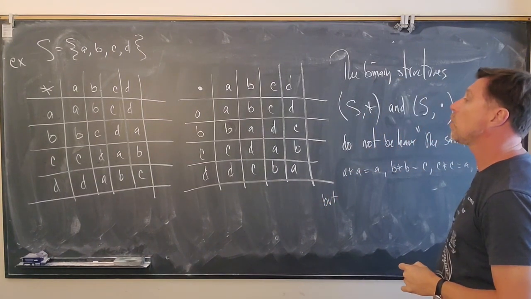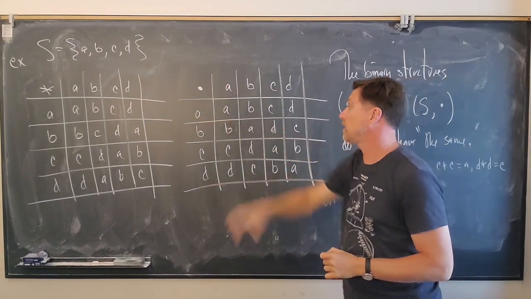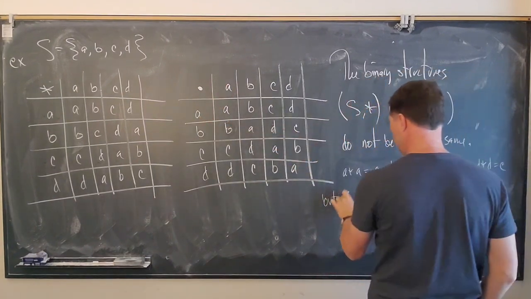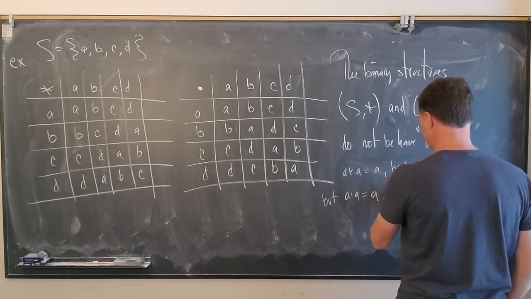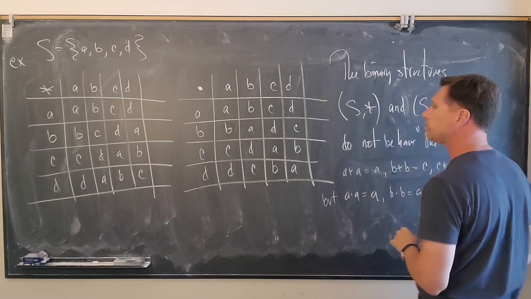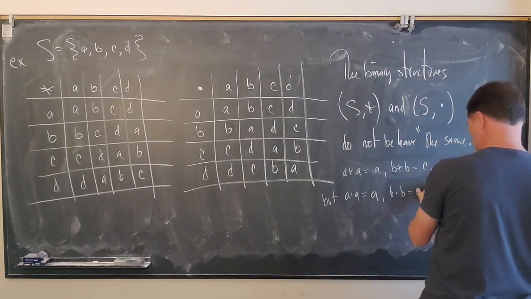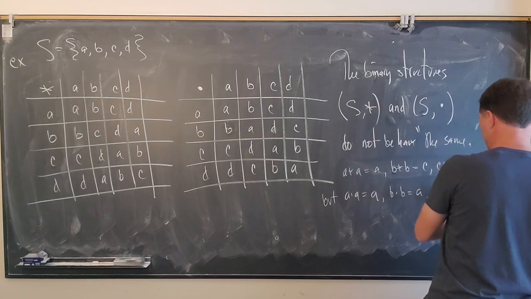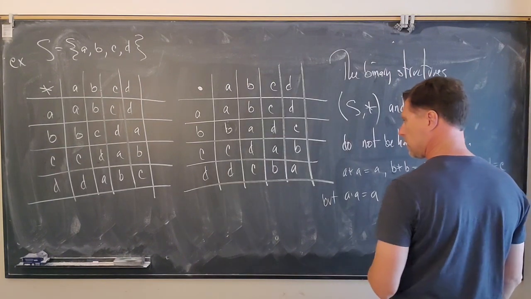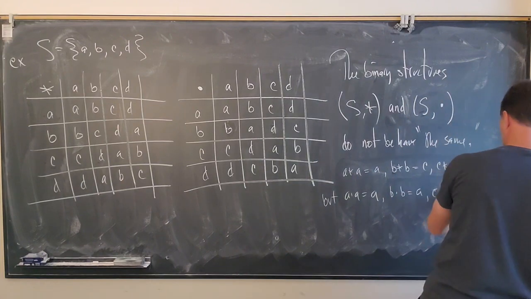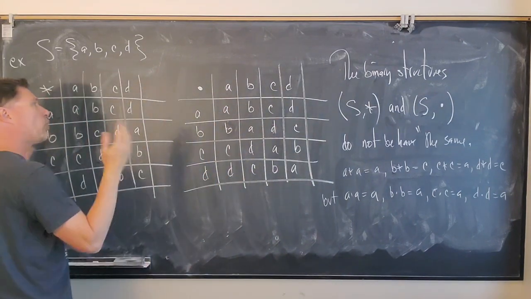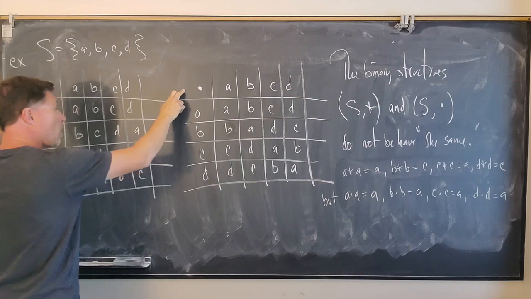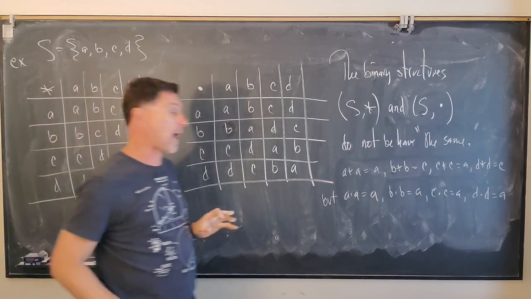If I look at what happens when we apply dot to each of the elements individually, we get A dot A equals A, B dot B equals A, C dot C equals A, and D dot D equals A. So we have two different symbols, well, I shouldn't say different until we really convince ourselves that they're different. We have two symbols, which are binary operations on our set capital S.